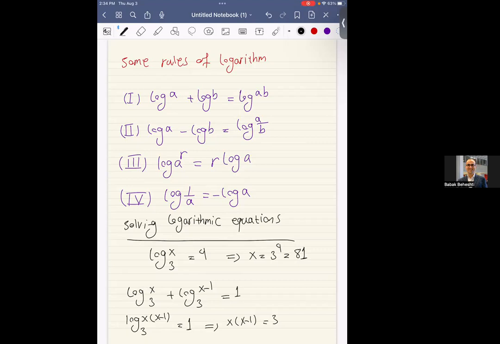It's good because there is just one tricky point here. Please solve this: x times x minus 1 equal to 3.